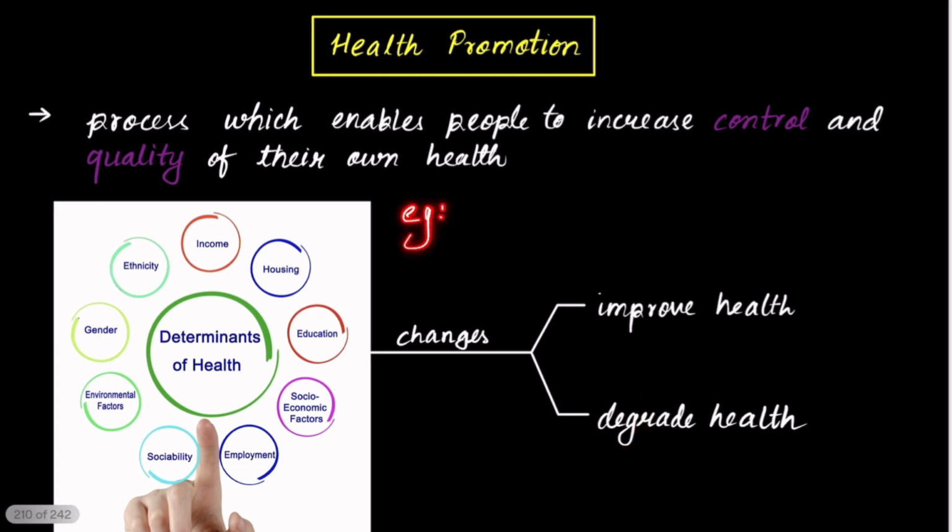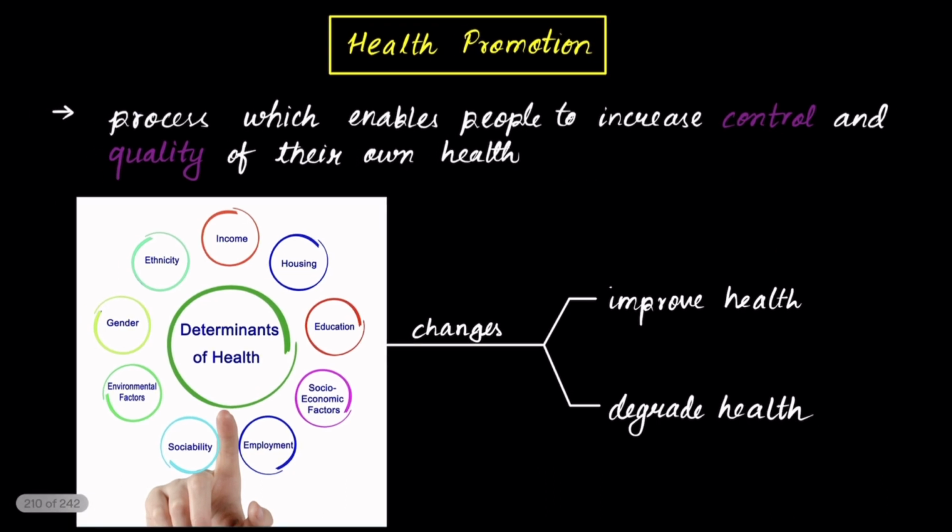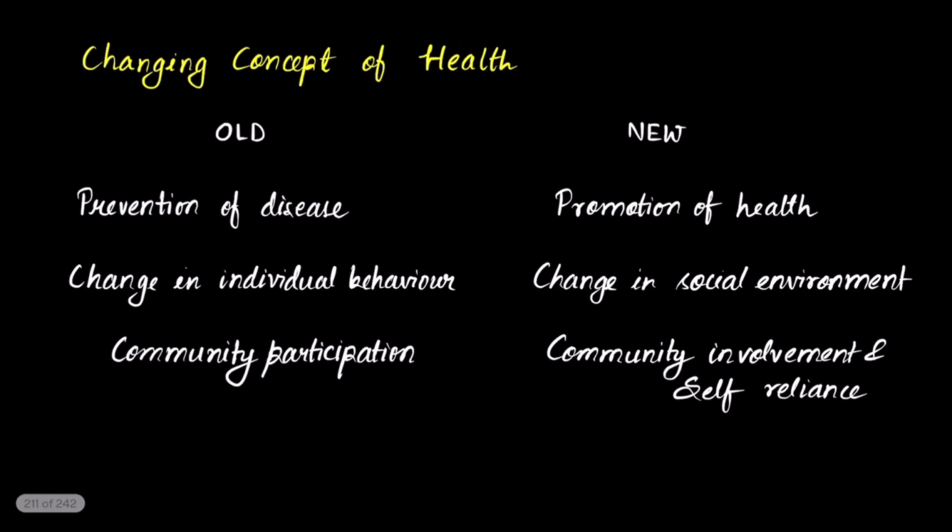For example, let's say the city you are staying in has fresh and clean air. This in turn results in healthier lungs. But then let's say the city that you are staying in has polluted air. This in turn degrades the health of your lungs. So this is how the various determinants of health determine your health. Over time, the concept of health has changed. So previously there was your old concept that has now changed into a new concept.